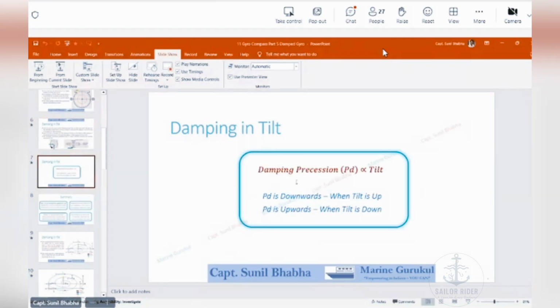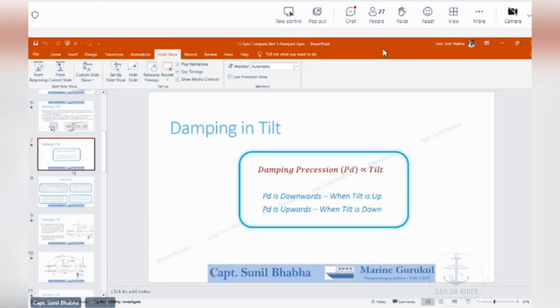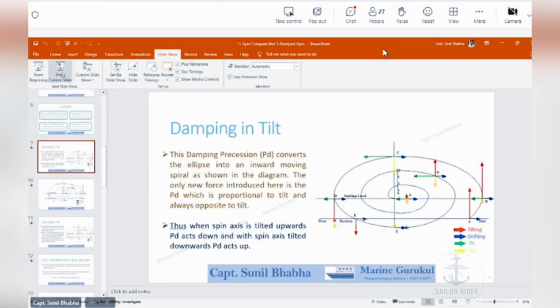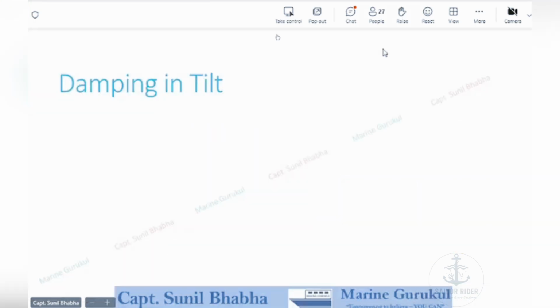Okay, so this damping precession which we have generated is proportional to tilt. It is acting downwards when the tilt is up and it is acting upwards when the tilt is down. This is what we have seen. Now let's fit it in the ellipse. So let's now understand under the effect of these four forces, how does the spin axis or the gyroscope behave?